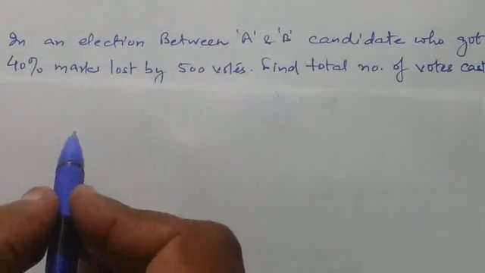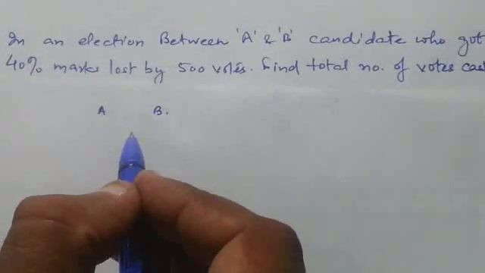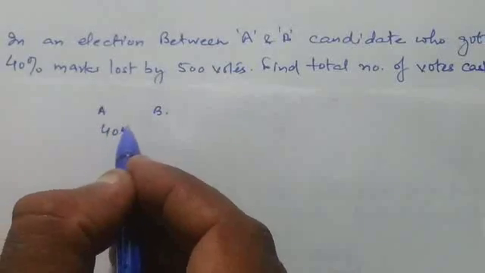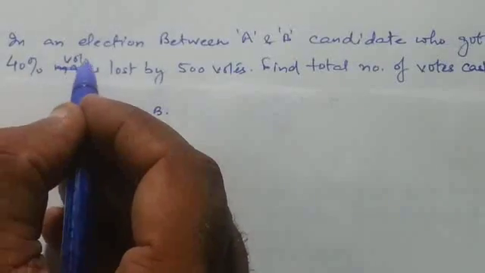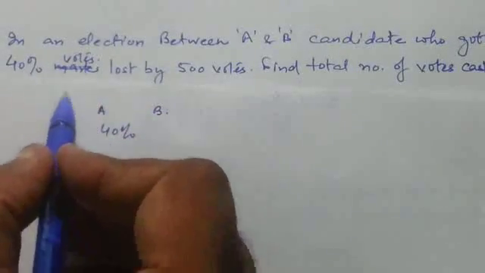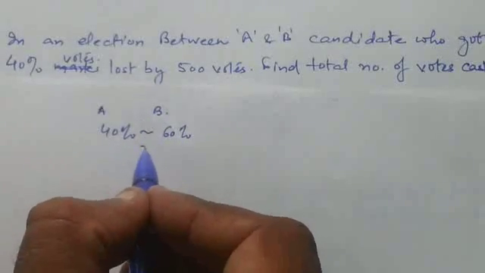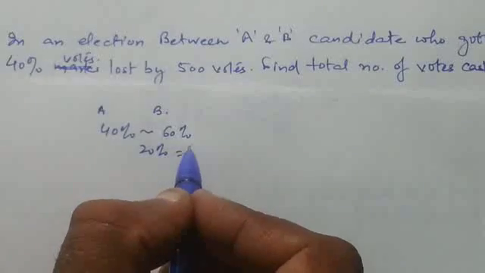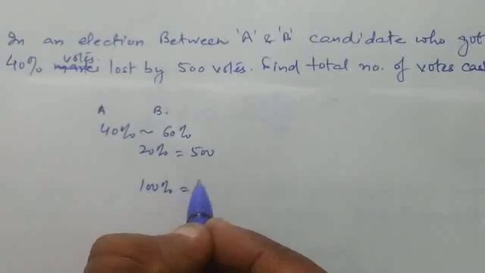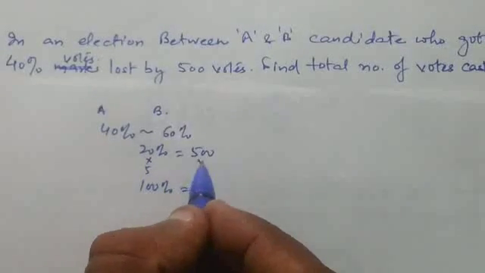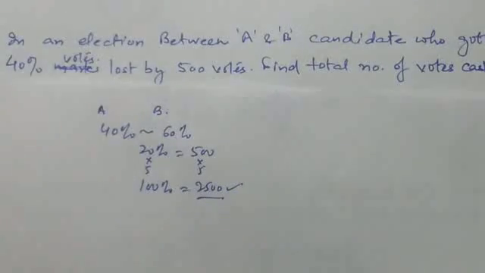Again, it is very simple. We are having two contestants. One is A, another is B. The person who got 40% votes, another got 60%. So the difference is 20%. The difference of 20% votes makes a difference of 500 votes. So 100% votes are equivalent to what? 20 into 5, similarly 500 into 5, that is equal to 2500. So 2500 is the number of votes casted.